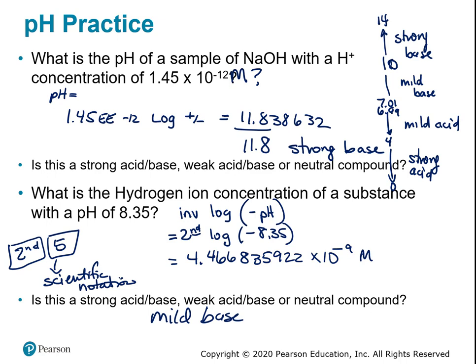So remember, when you round this, you keep those exponent numbers. The only thing I've got to round is the number out front. 8.35 is 3 significant figures, so that 4.46, the next number is a 6, so that's going to round up. So this will be 4.47 times 10 to the minus 9th molar. On the old calculators, second 4 puts it in normal notation and second 5 puts it in scientific notation. Most of the new calculators automatically go into scientific notation if there are a lot of zeros.